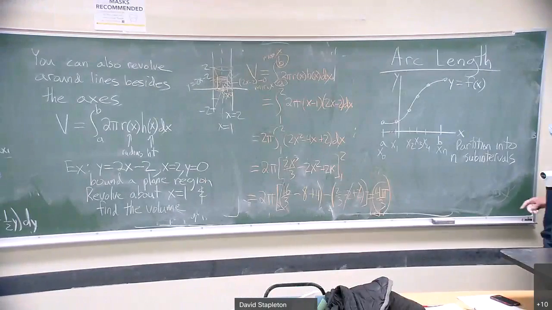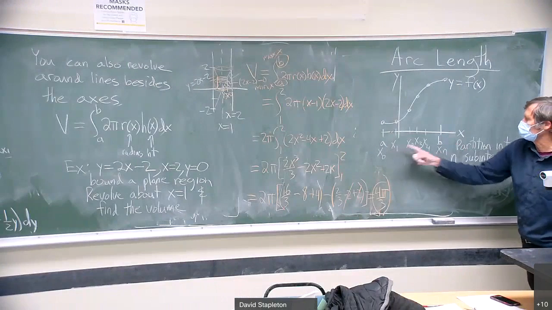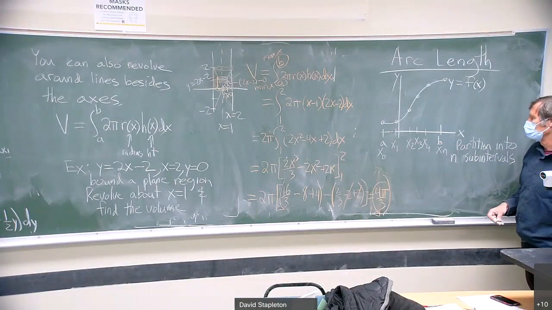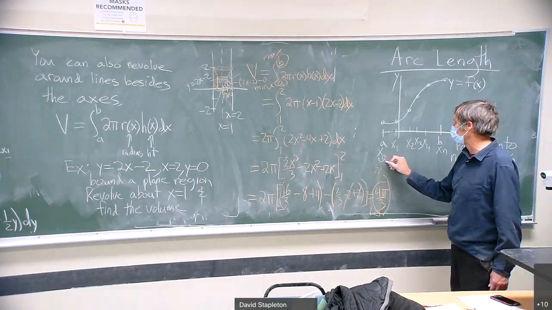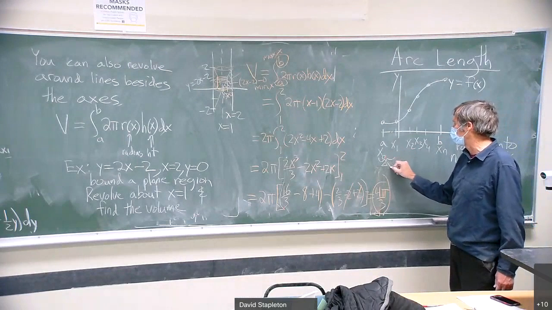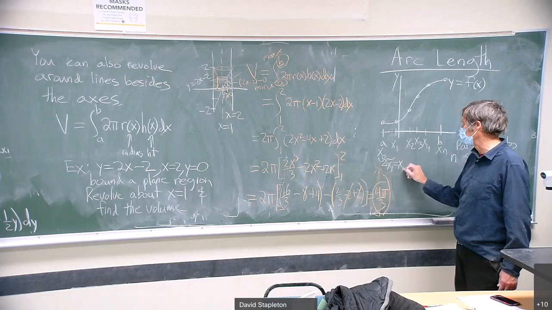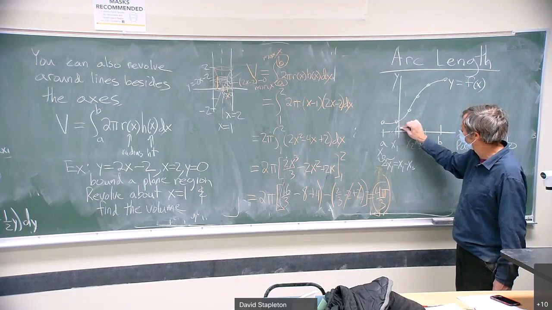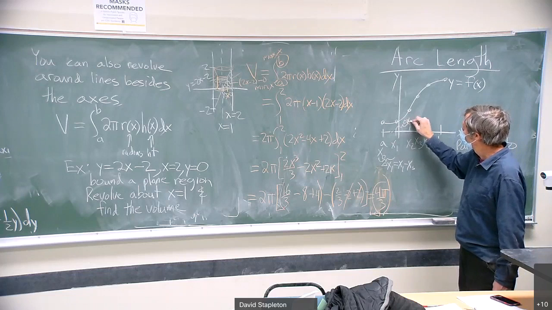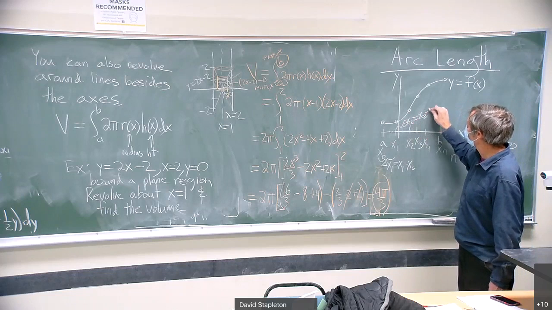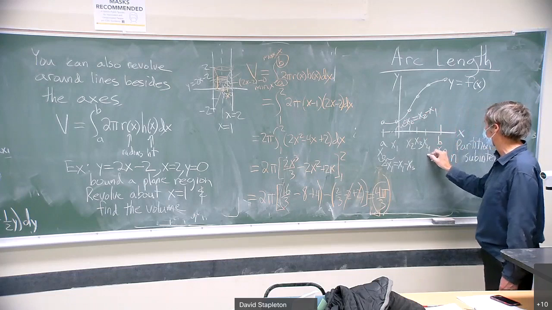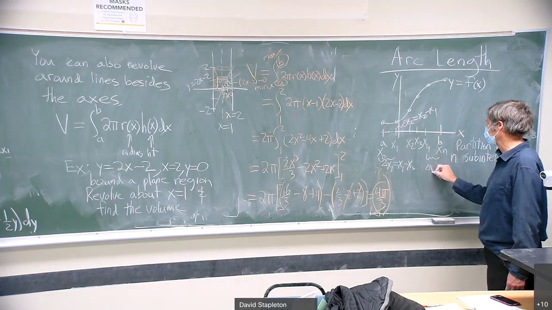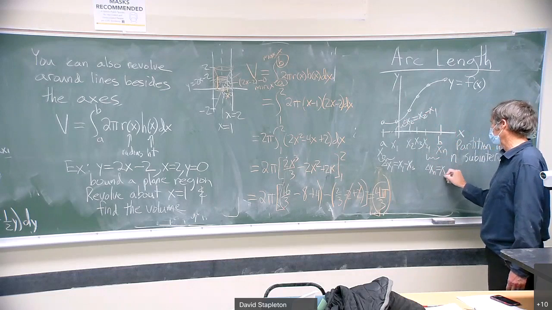So I'll partition the x-axis from x0 to xn, n intervals. And I'll call the widths of these, just like we did in calculus 1, delta x1, which means x1 minus x0. Delta x2, the width of the second one, means x2 minus x1. And finally, the last one here will be delta xn, which is xn minus xn minus 1.